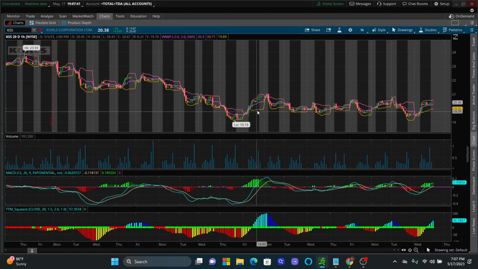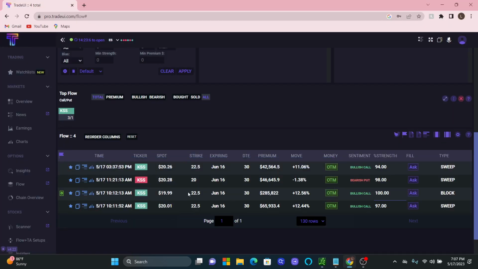So remember, stocks move in 3 different directions: down, sideways, or up. Whenever it's sideways, that's the battle between the bulls and the bears to determine which direction we want to go. So far, the option flow that we see here shows a lot of bullish activity.